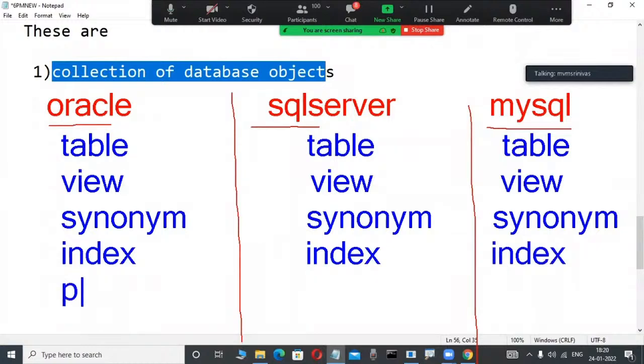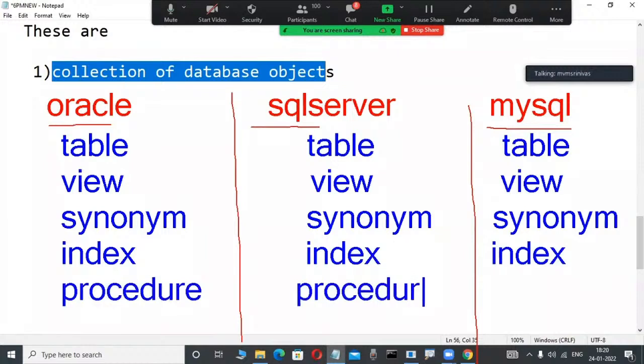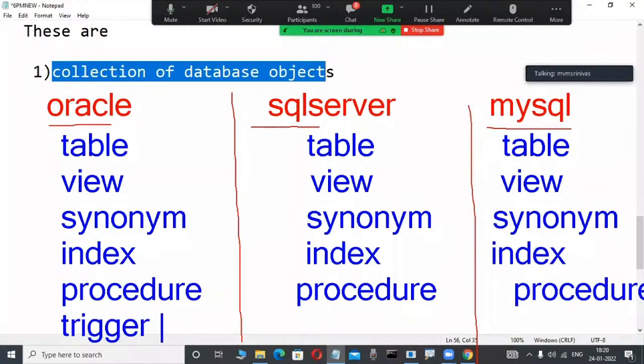Here now a procedure is there. Okay, fine. Here also a procedure is available. Here also a procedure is available. Here a trigger is there. Okay, there is a database object. So now here also a trigger is there. Here also a trigger. That's why relational databases, relational data model products, contain three components.